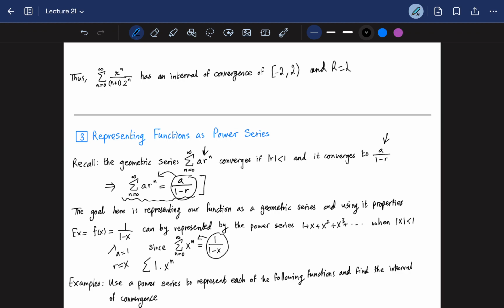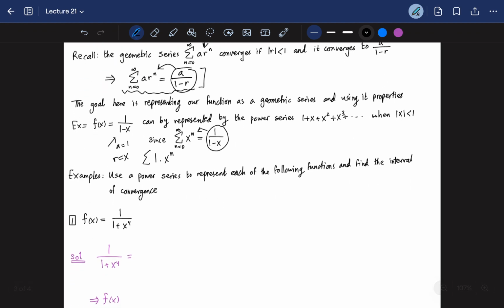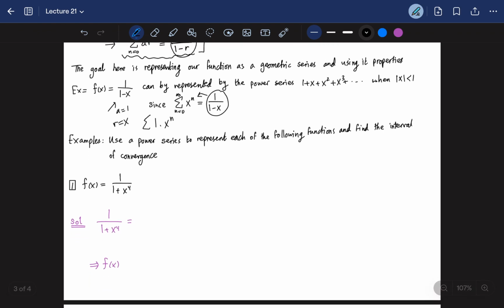What happens if my function was not exactly in that form? Let's look at these examples. So now we want to represent the function in terms of a power series, and we want to find the interval of convergence. So here I have 1 over 1 plus x to the 4th.